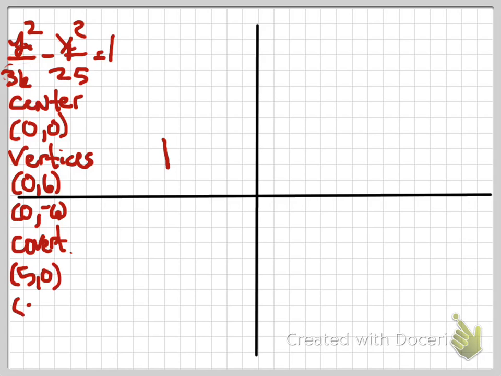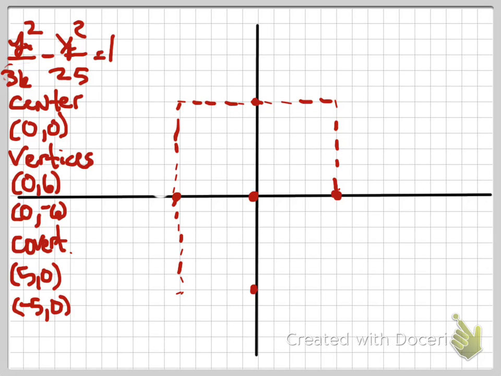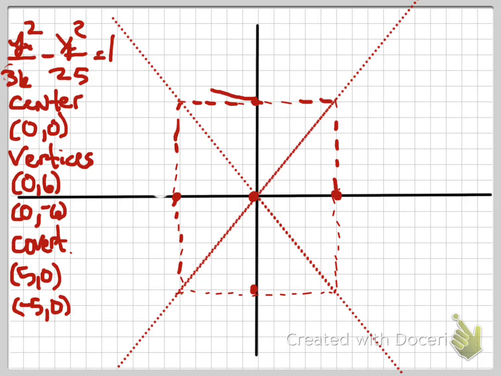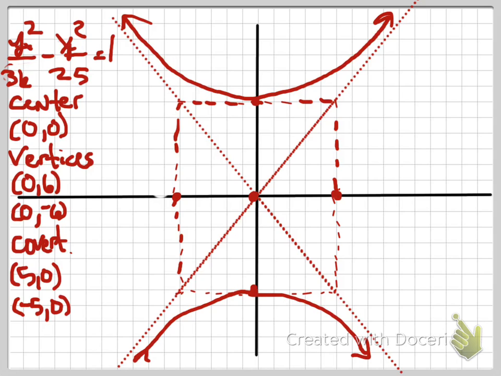The co-vertices are at 5, 0, and negative 5, 0. Okay, let me pause something here real quick because I have no clue why I have that little line there. But there we go. So hit play. You see me connecting my box after I've drawn my vertices and co-vertices, and then from there I'm going to make a slope, a diagonal line that will connect corners to corners, and then I can just make my drawing like that, and I'm pretty much done.